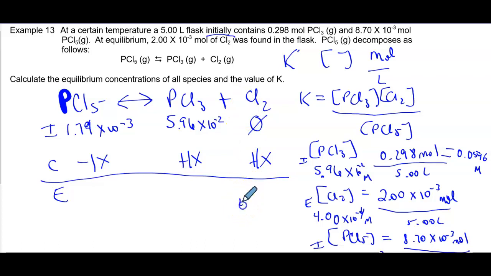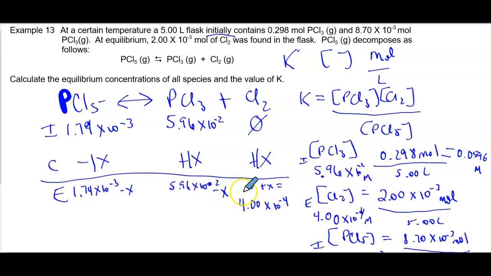So this is going to be, and I like to leave space. This is sort of my method that I have seen the most success with. I put my concentration here, but notice I left space above it. That's important. So now to get E, E is I plus C. In this case, for this one, it's 1.74 times 10 to the negative third minus x. And this is going to be 5.96 times 10 to the negative second minus x. And this is going to be 0 plus x.